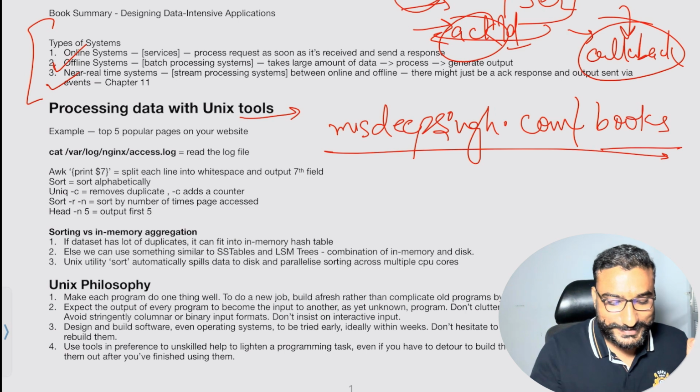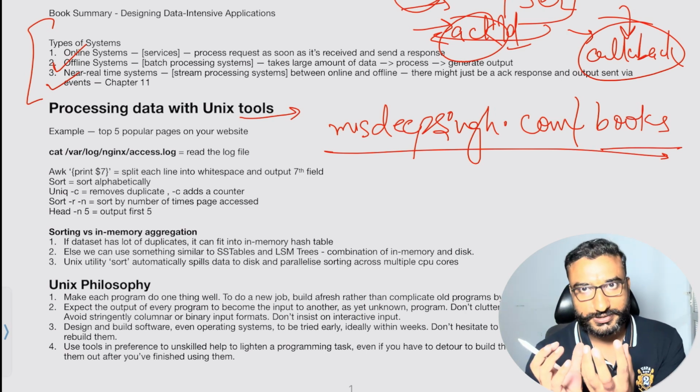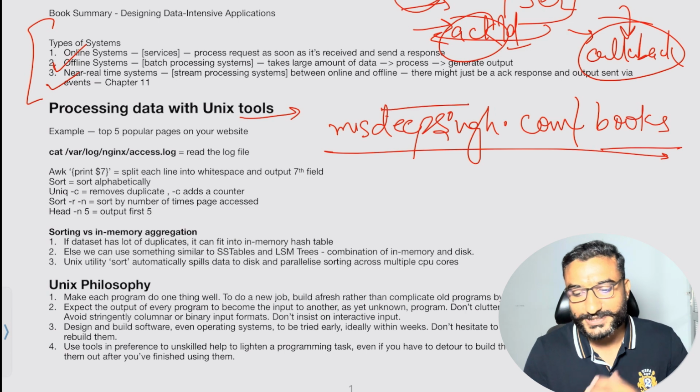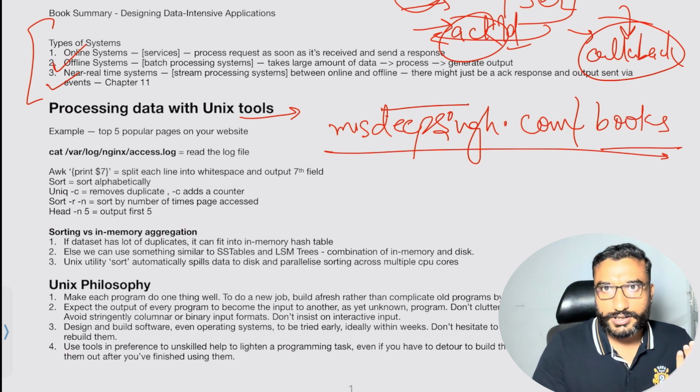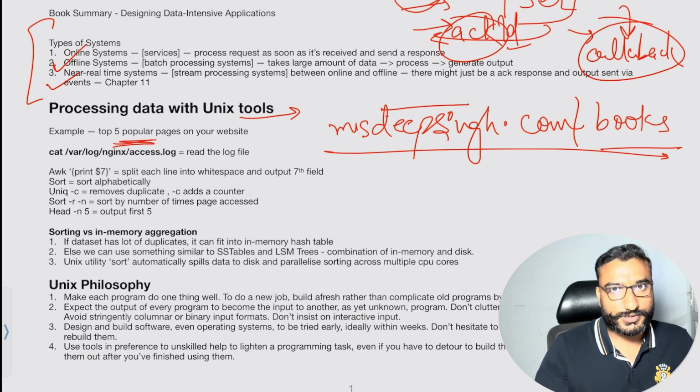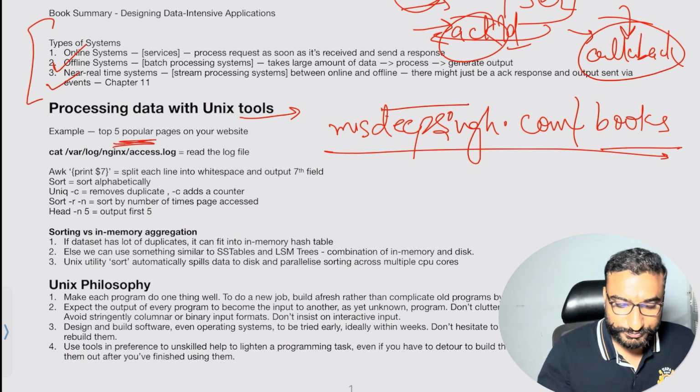So the idea here is how you will achieve this. Let's say you have a log file for a particular website, msdeepsingh.com/books, showing what kind of web pages are accessed by the users. What you want to do is find the top popular pages on your website. Okay, so how will you do it?